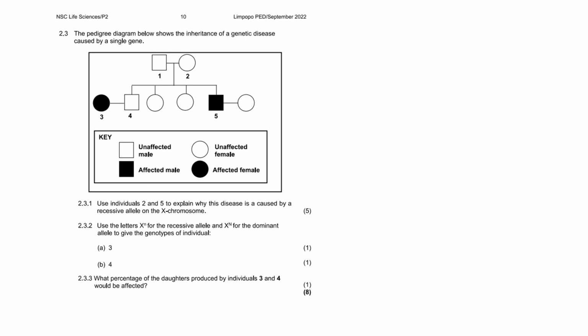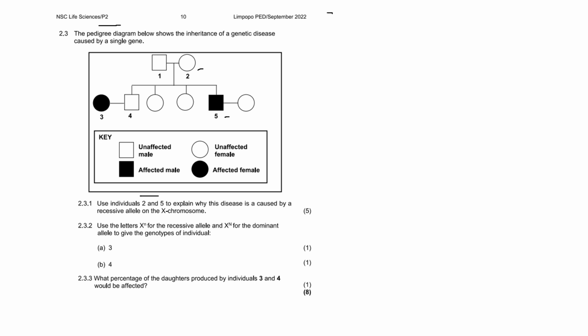Then now let's go to 2.3. We have been given a pedigree diagram showing an inheritance of a genetic disorder caused by a single gene. And then 2.3.1: use individuals 2 and 5 to explain why this disease is caused by a recessive allele on the X chromosome. So they want us to use 2 and 5. We need to use those two to explain why this is a recessive allele on the X chromosome.